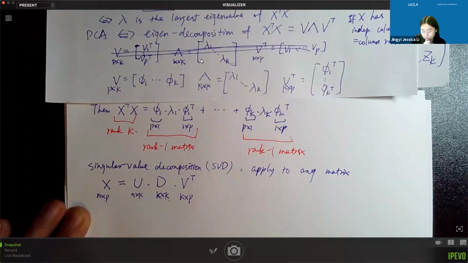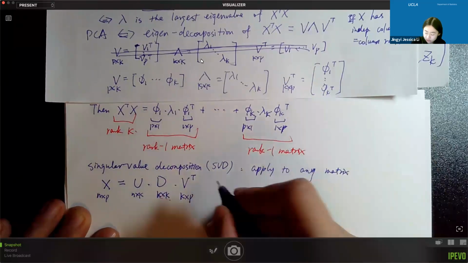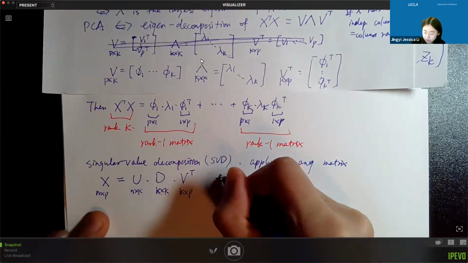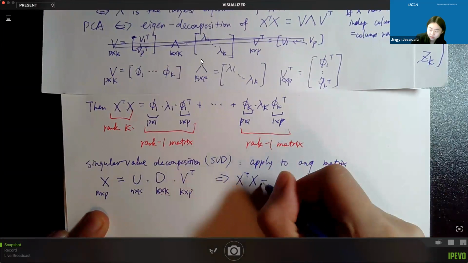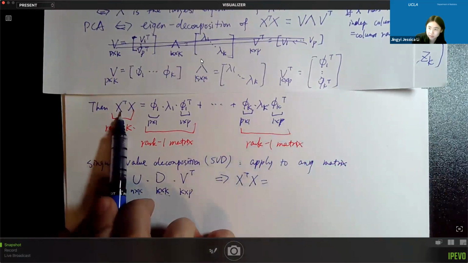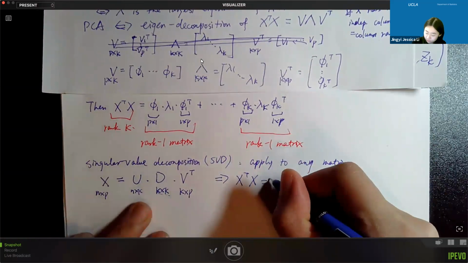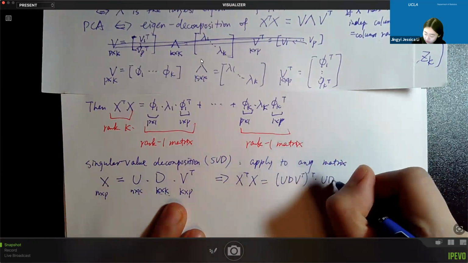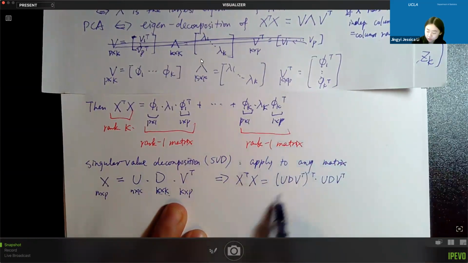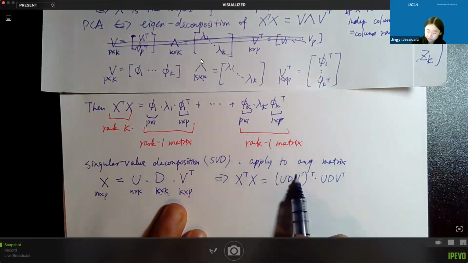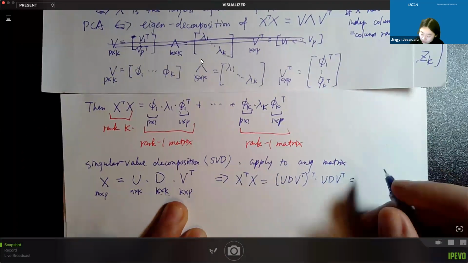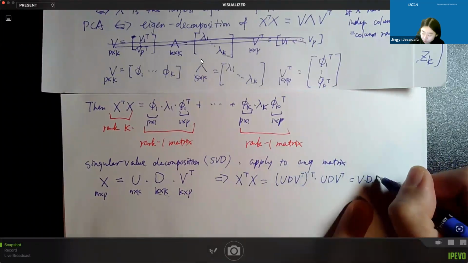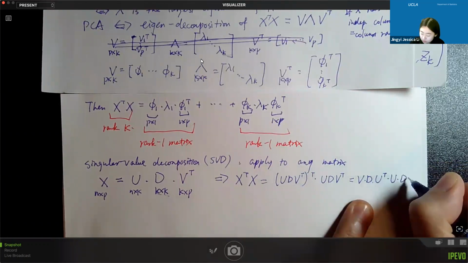If we write it out, we can show that with this singular value decomposition, X transpose X, the thing I want to decompose for the PCA, is equal to U D V transpose times U D V transpose. After some algebra, the transpose will reverse the order, so I can have V times D, and for a diagonal matrix, its transpose is itself, times U transpose times U D V transpose.